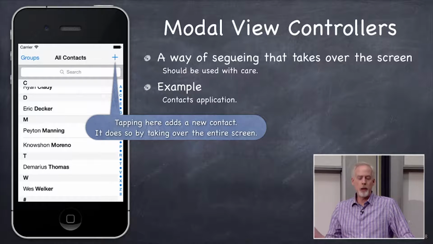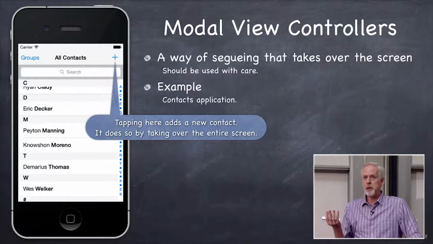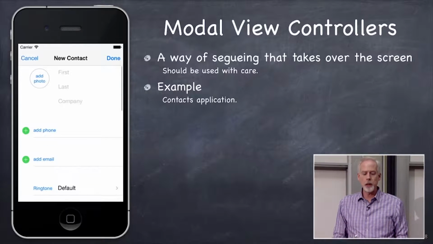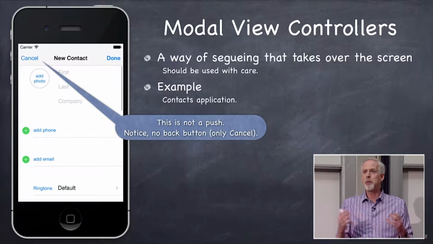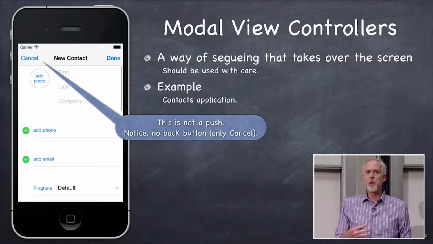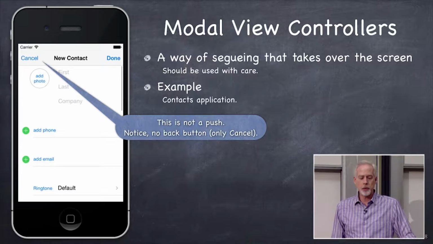And here I have an example of some sort of contacts keeping app. And it's got a little plus button in the upper right. And when I press that, it modally segues to or modally presents another view controller. This is a completely different view controller. This is not a navigation controller. There's no back button. Instead, you can see there's a cancel button there.